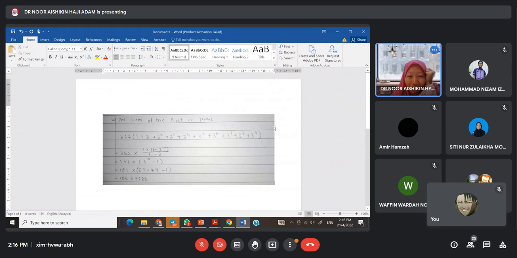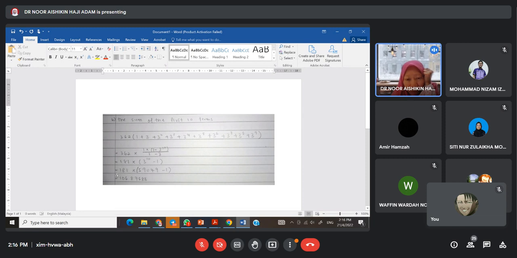Interesting, Zulaika. Kenapa you buat 362 times 1 plus 3 plus 3 squared plus 3 cube and so on? Kenapa you buat macam ni? Sebab saya rasa saya kena buat satu-satu kot. Macam saya tak boleh lah nak terus macam tu. You faham macam ni? Tapi saya macam tak berapa clear lah you punya. I know you've applied the formula there.